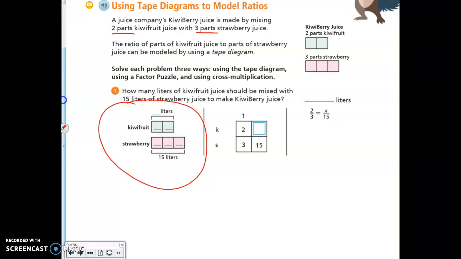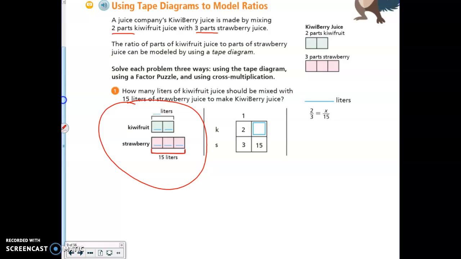Okay, so hopefully from that picture you can see where the 2 and the 3 are coming from. All right, so you can see that we've got 2 parts kiwi fruit juice and 3 parts strawberry juice. So that's where those numbers are coming from, but that's not the important part here. The important part is really the labels and the ideas.